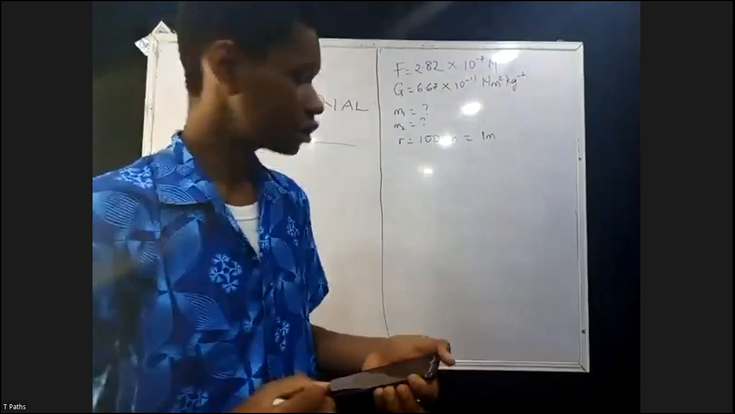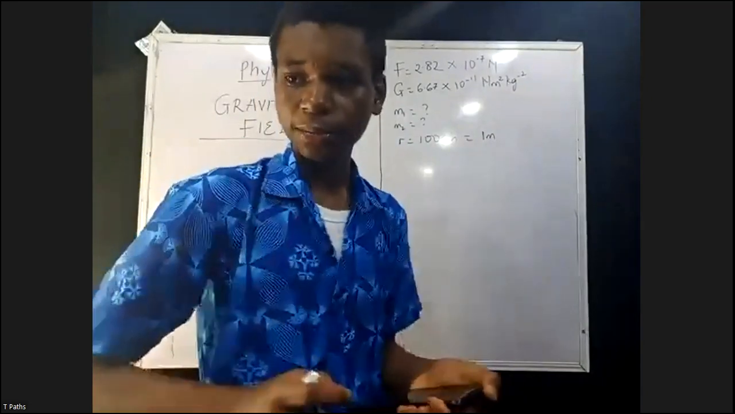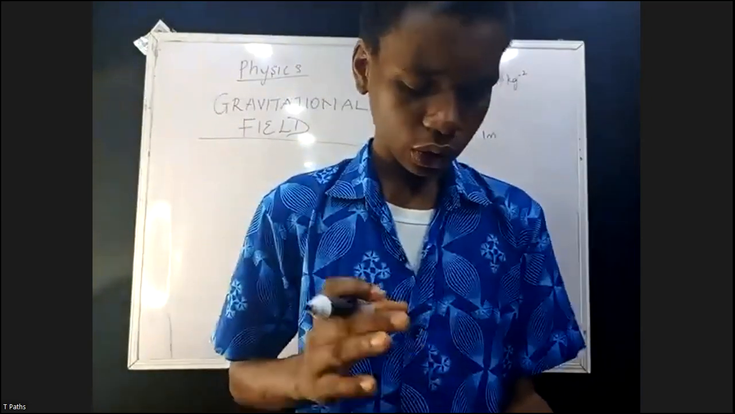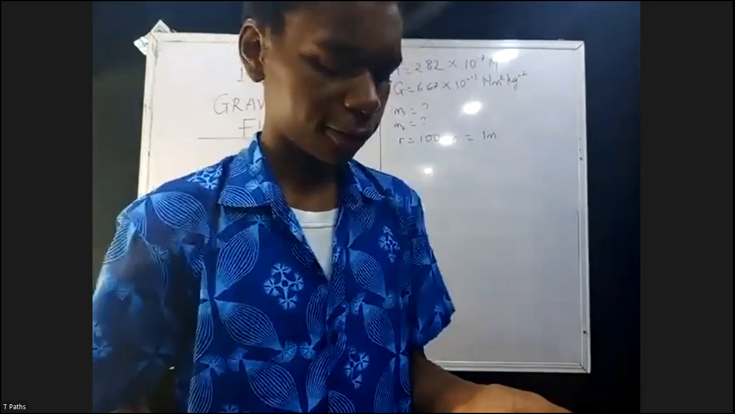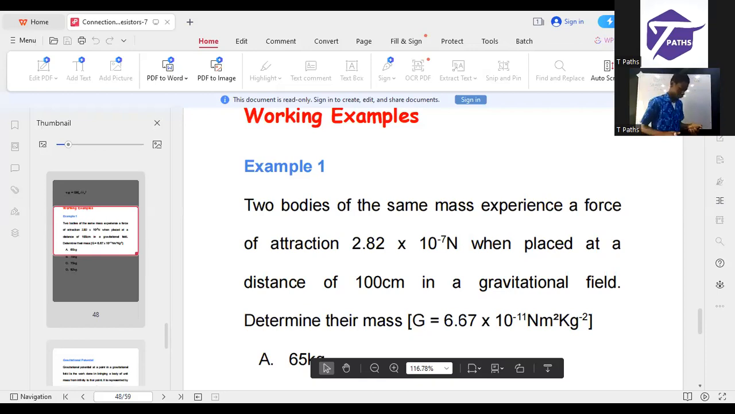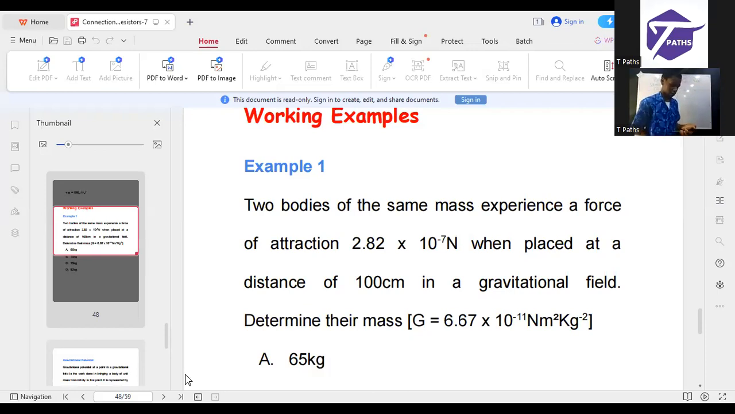Okay, so the question says two bodies of the same mass experience a force of attraction 2.82 times 10 raised to the power of minus 7 Newton when placed at a distance of 100 centimeter in a gravitational field. Determine their mass, and take G as 6.67 times 10 raised to the power of minus 11 Newton meters square per kilogram square.